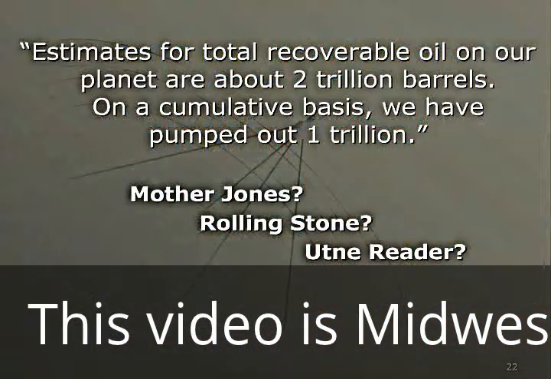Here's a quote on slide 22. Estimates for total recoverable oil on our planet are about 2 trillion barrels. How much oil is there? They say there's 2 trillion. Now, on a cumulative basis, we've pumped out 1 trillion. What I've been told, the majority of geologists agree, it's 2 trillion. There are some that say that's way too conservative, it's 2.3. Maybe one person I read said they think it's more like 2.7 trillion barrels. But the point is, it's in that 2 to 3. Most agree it's 2 trillion barrels.